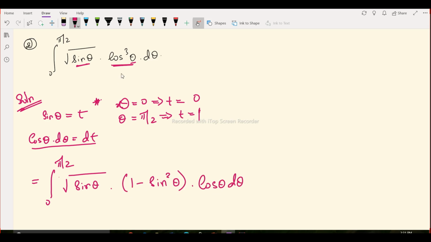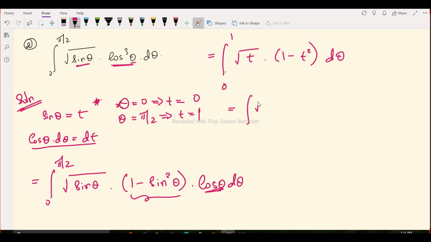Cos cube I've written as cos square into cos, and cos square I've written as 1 minus sine square. Now why have we done this? Now we can easily substitute all the values. So the limits are 0 to 1 of root t into 1 minus t square dt. Now it's very easy, you just have to integrate.